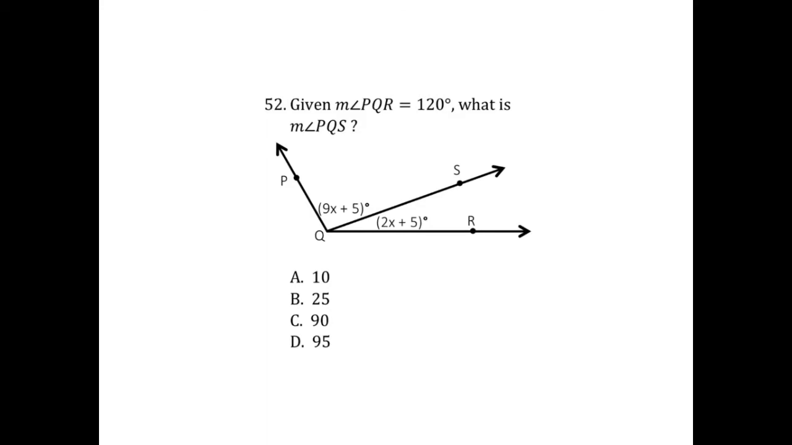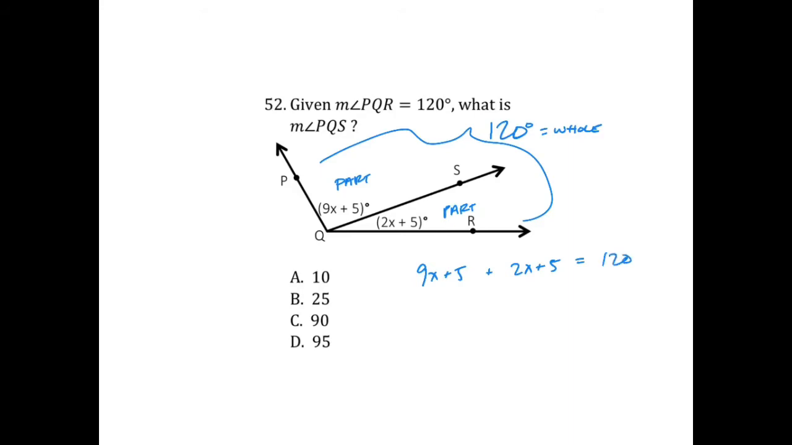In 52, it says the measure of angle PQR equals 120. So PQR is this big angle, the whole thing there, 120 degrees. I know that one of the parts is 9x plus 5 and the other part is 2x plus 5. So this is called the angle addition postulate. But what you just need to know is that the part plus the other part is equal to the whole. So we know that 9x plus 5 plus 2x plus 5 equals 120.